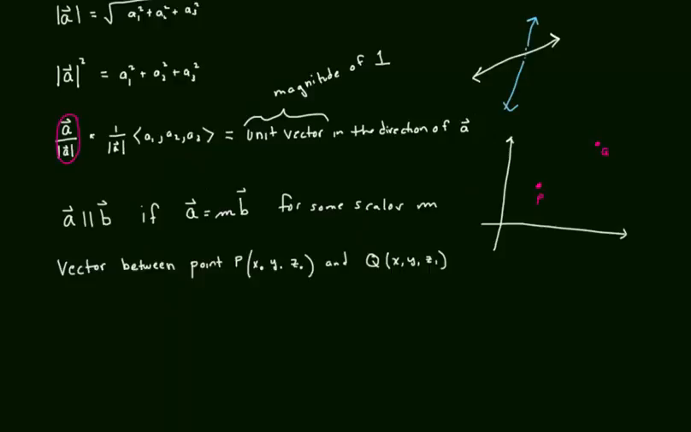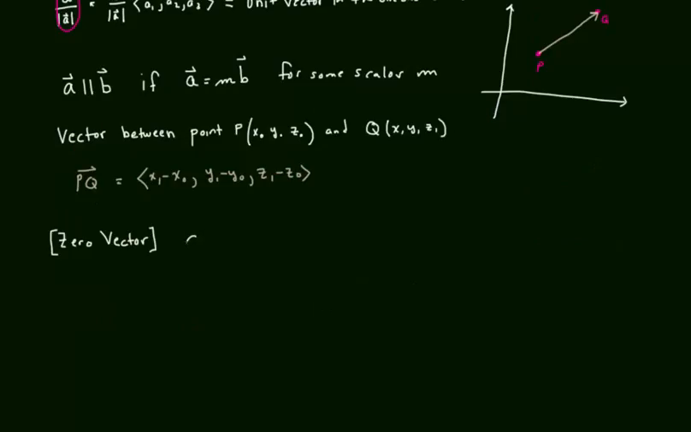Now we look at the vector between point P and point Q, specifically the vector that goes from point P to point Q. And that vector, which we will call vector PQ, starting with P going to Q, is simply the difference in the corresponding components. So it would be x1 minus x0, and then the y would be y1 minus y0, and finally the same with the z.